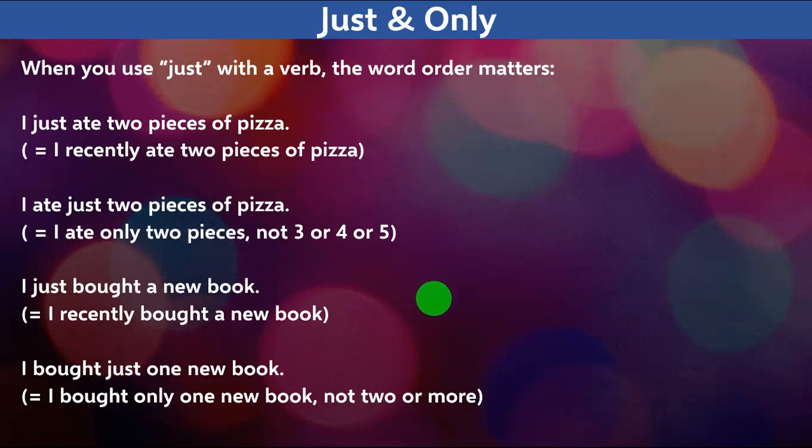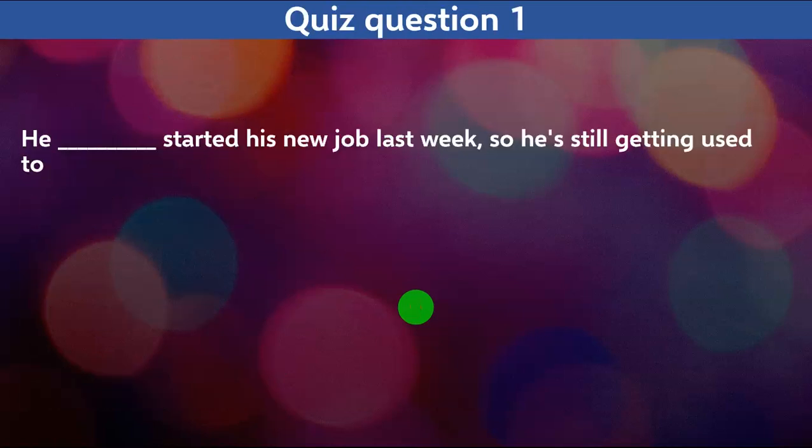So let's do one thing. Let's have a quiz of 10 questions where your choices are just, only, or both just and only. I'm going to give you 5 seconds for each question. Let's get started. Question number 1. He started his new job last week, so he's still getting used to it. Your time starts now.